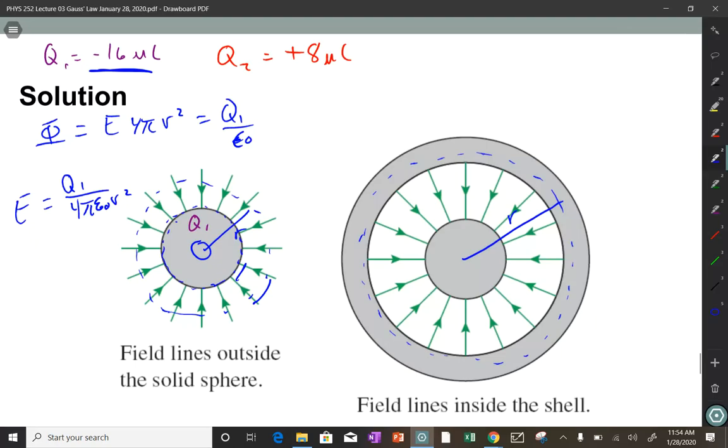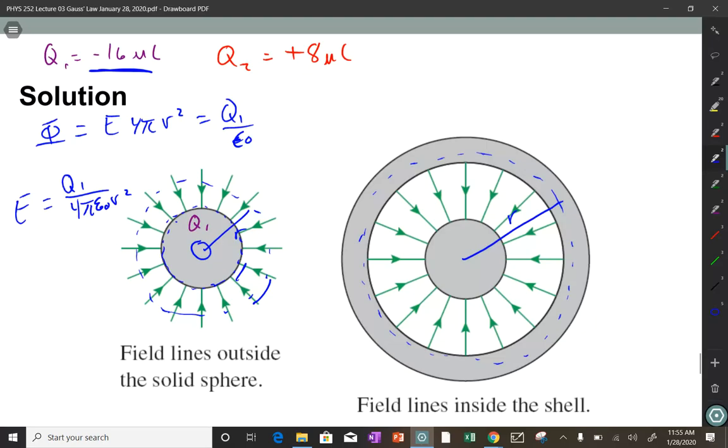What's the electric field on that Gaussian surface? Zero. So how much flux is going through it? None. So how much charge is enclosed? None. But we had minus 60 microcoulombs at the center. So what's on the inside of the shell?